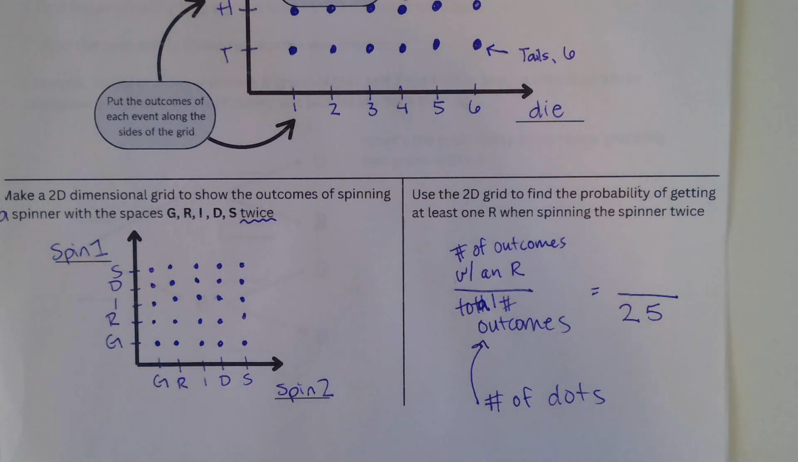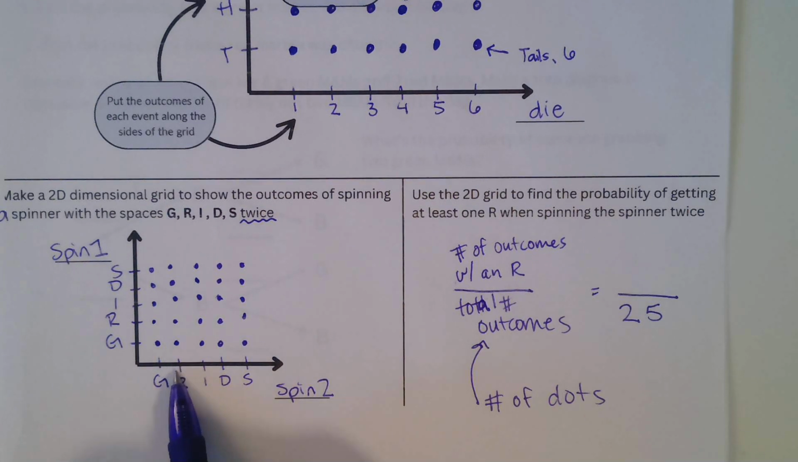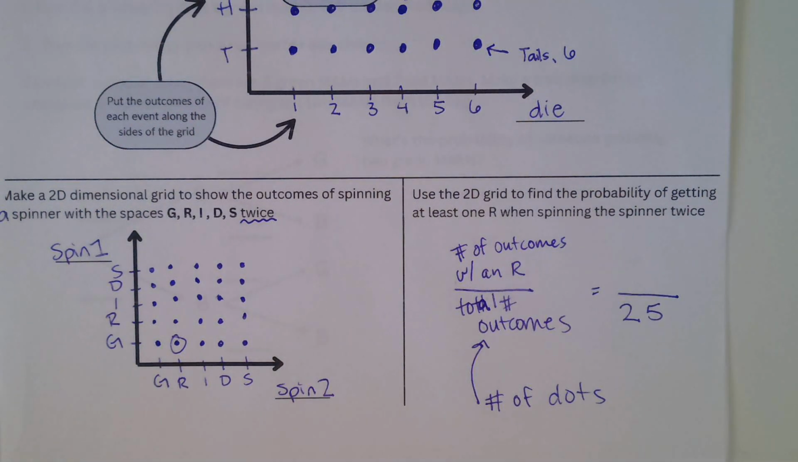From there, on the top where it says number of outcomes with an R, I'm going to figure out which of these outcomes have an R. For example, this one right here represents you getting a G first and then a G second. So in no way are you getting an R for this one, so I'm not going to include that one. But this one right here represents me getting a G the first time, but an R the second time. So I did get an R there, so I'm going to use that specific outcome.